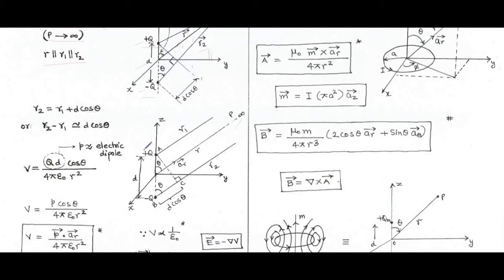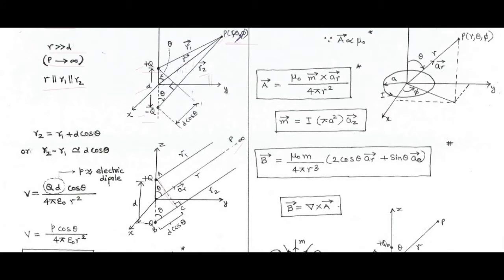So here we take a perpendicular drawn from plus Q onto line R2. In the case of an electric dipole, we consider a spherical coordinate system R, theta and phi. Here, the position vector R makes an angle theta with respect to the z axis. After drawing the perpendicular from plus Q onto line R2, we get a right angle triangle ABC. Since the lines are parallel and line R makes angle theta with the z axis, R2 also makes angle theta with the z axis.